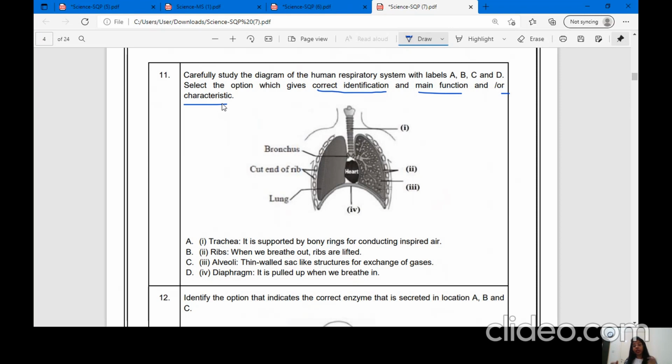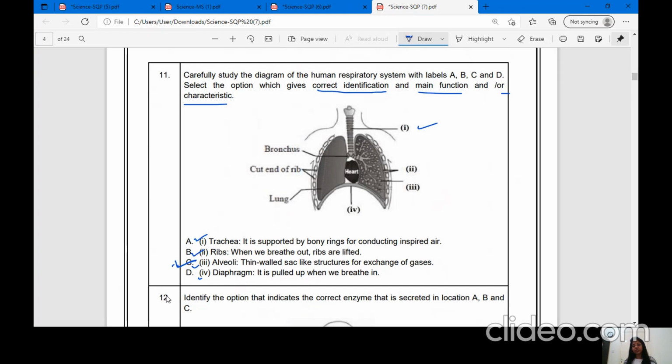Okay, which definition is more appropriate? I feel trachea. So this is trachea. So what about trachea? It is supported by bony rings for conducting inspired air, right? Ribs, when we breathe out, ribs are lifted. Alveoli, thin walled sac-like structure for exchange of gases. Diaphragm, it is pulled up when we breathe in. So here 4 options are there, and I feel alveoli, thin walled sac-like structure for exchange of gases. It has correct identification and main functional characteristics. So I'm going to tick option C.